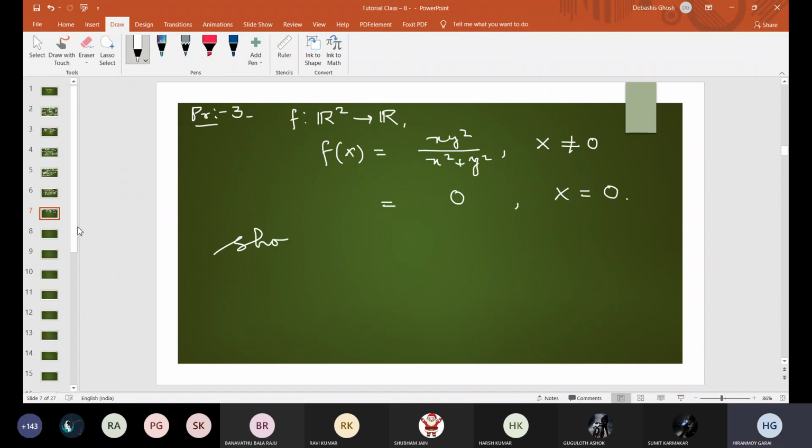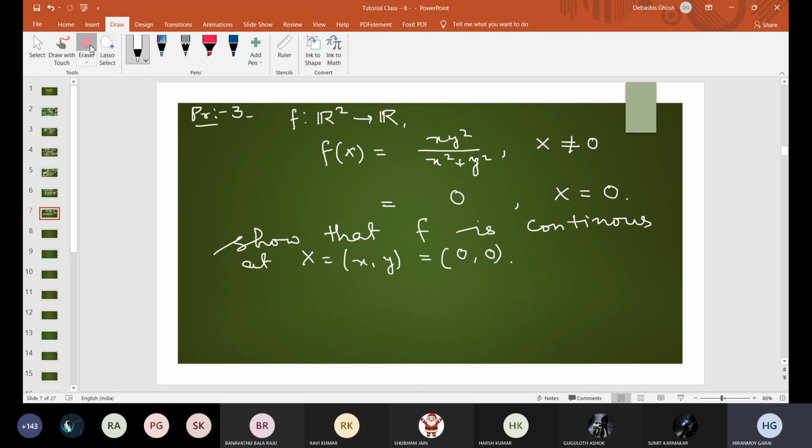So we have to show that f is continuous at the origin. We can choose the epsilon-delta method. So we have to show that the absolute value of f of x minus 0 is less than epsilon for all those x and y which are close to the origin 0 0.